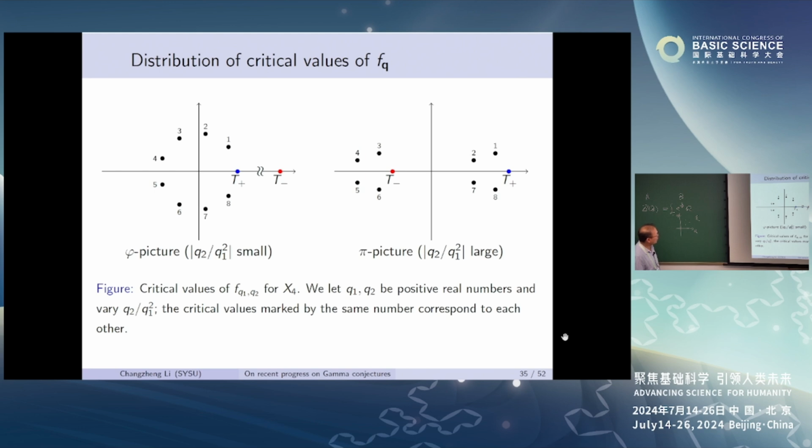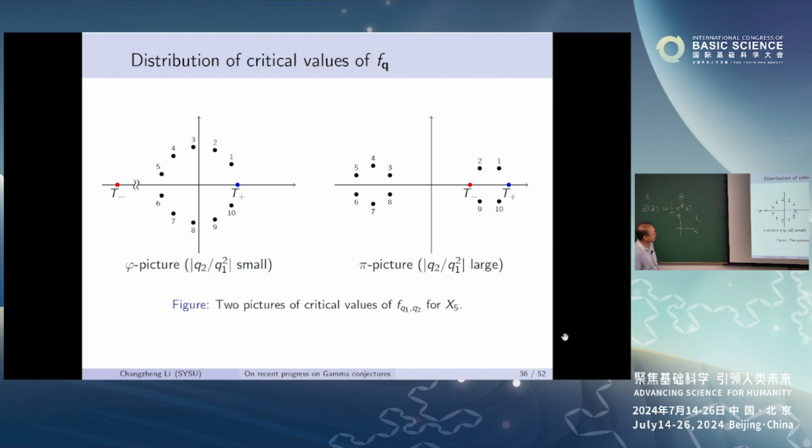So from here you can see, this is a conifold point, the critical value of a conifold point, and this is the special radius. When Q2 over Q1 squared becomes large, then the conifold point becomes the largest one, and this value becomes the smaller one. The number already denotes the same critical value. You see the picture like this for X4, and for X5 you see that this is always the smaller one. Smaller in the sense that it's a real number smaller, but the actual value will become larger.